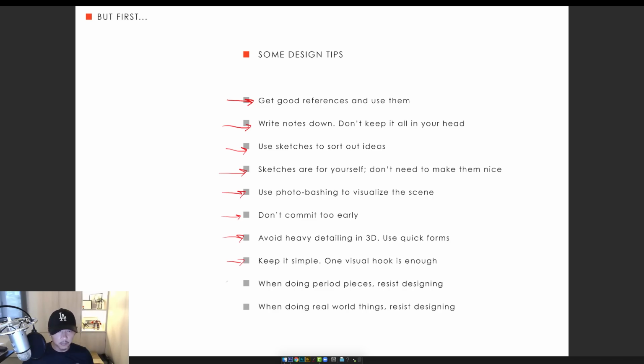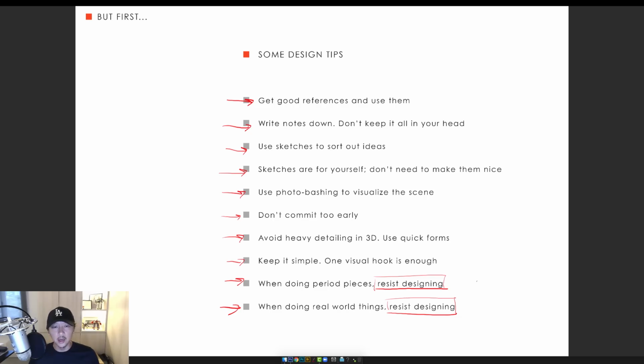Okay. When doing period pieces, resist designing. Okay. When doing real world stuff, resist designing. Why did I put this here? Because I deal with this even in a real student environment in which we pick up a project like, let's say, Shanghai 1920s, right? And I tell my team, hey, we're doing Shanghai 1920s. I need a street scene from Shanghai 1920s.